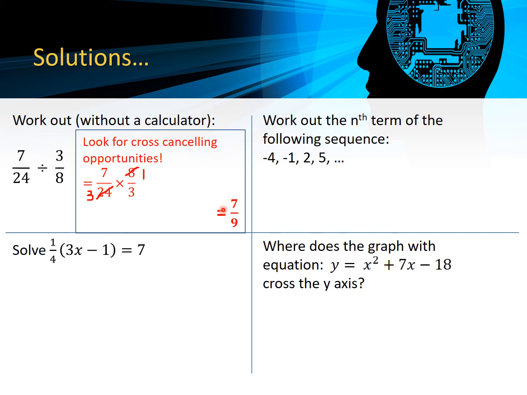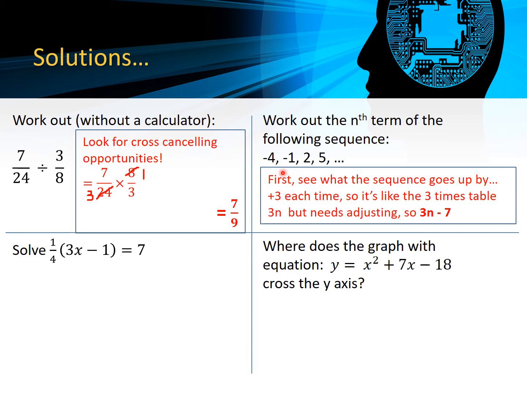With the nth term of the following sequence, what I want you to do is see if they go up in the same amount each time. In this case, they all go up in 3, so it's a bit like the 3 times table. We're going to write down 3n to start with, but then we need to adjust it. The 3 times table starts with a 3, this starts with a negative 4, so the difference between the two is minus 7.